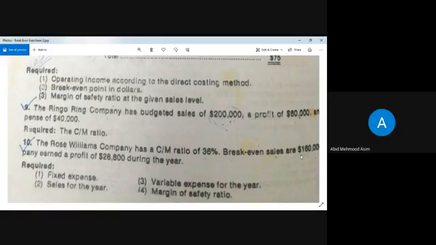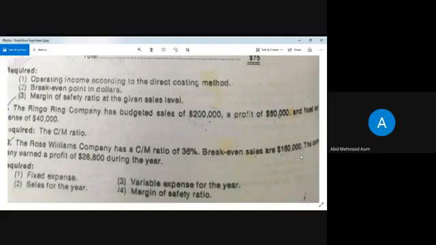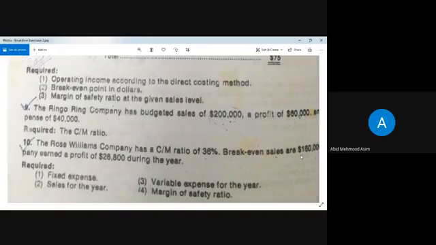Here, break-even sales are provided to you, and you are asked to calculate your normal or actual sales, and then the variable expense for the year and the margin of safety ratio. So this is somehow a different exercise, a different question.